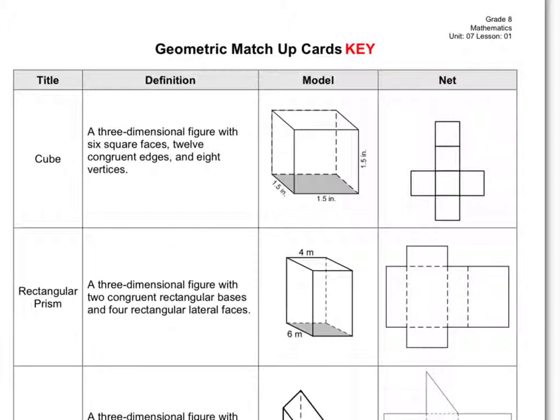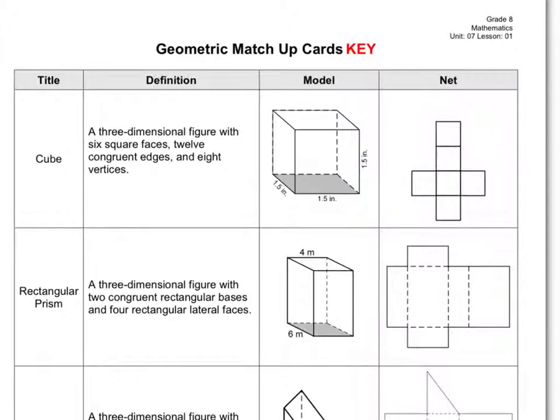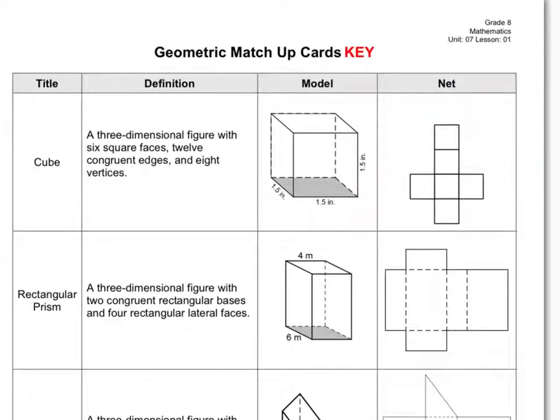And here's what the net looks like. Opening up on the bottom, as you see, here's a side, and then of course a side, and the top folds over to close the box, so to speak.